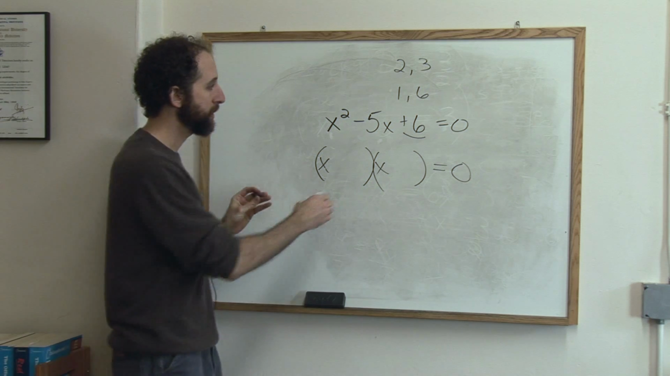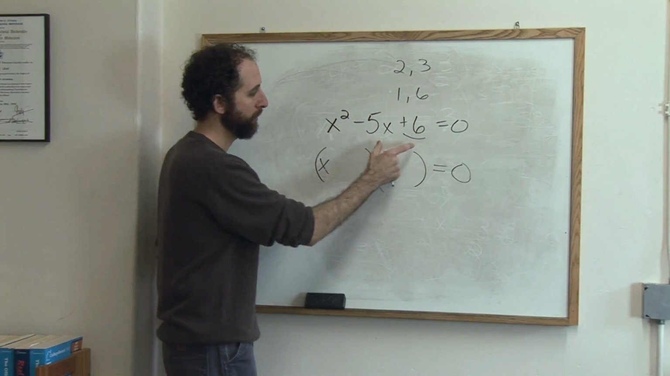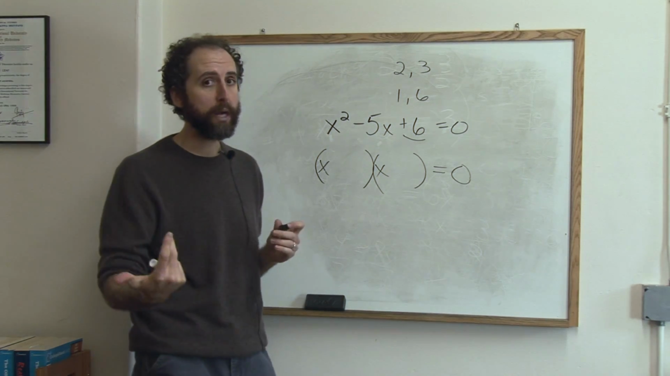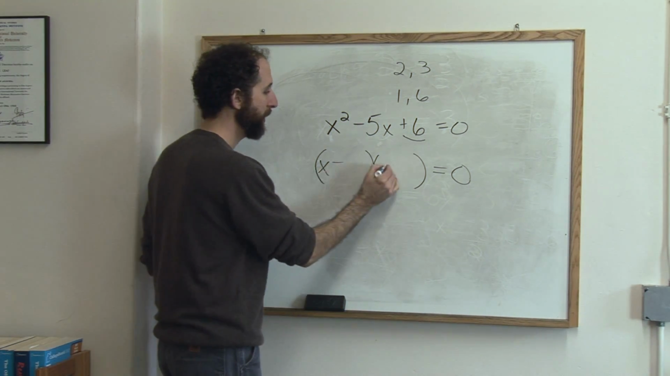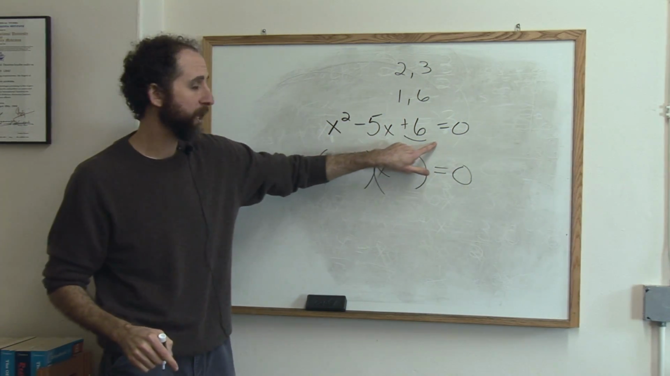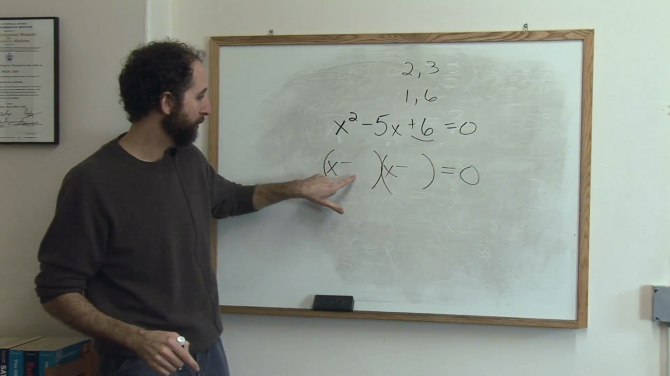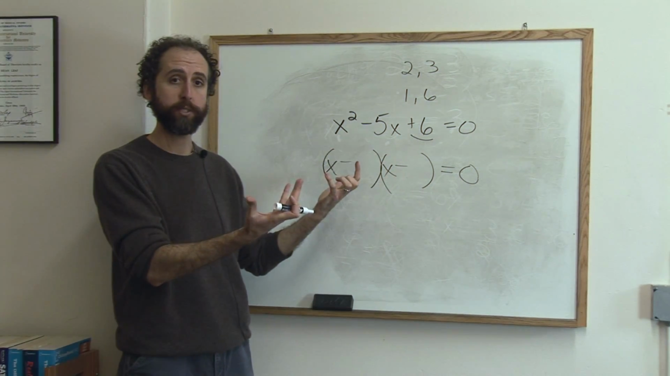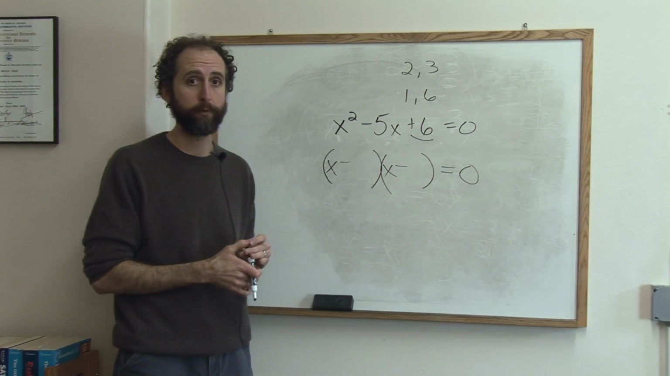But because this is plus, we need the numbers to multiply to be 6. So to multiply to be a positive, they're either both going to be negative or both going to be positive. Let me say that again. Because we're multiplying to be positive 6, either both my numbers are negative or both positive, because negative times negative is a positive, or positive times positive is a positive.